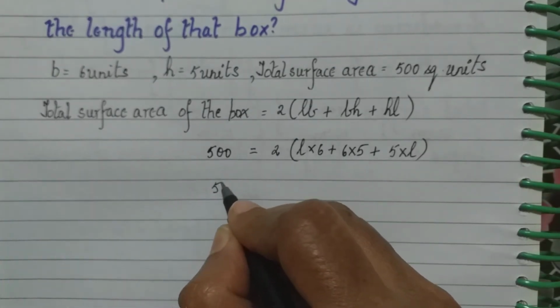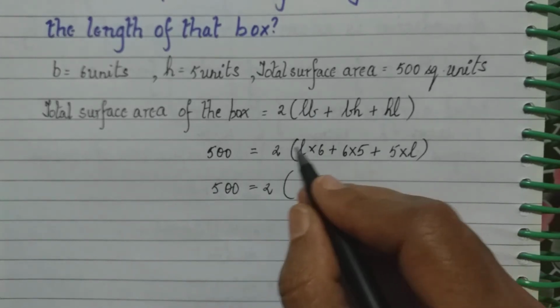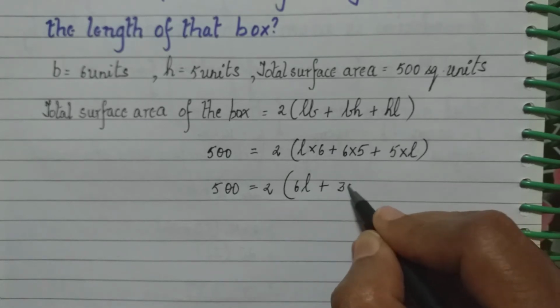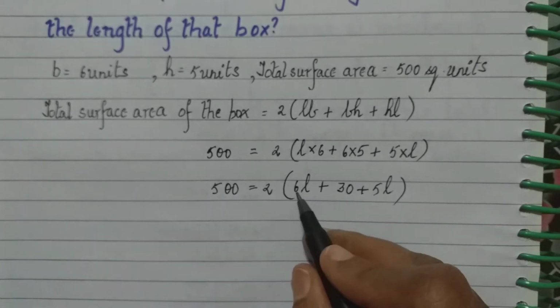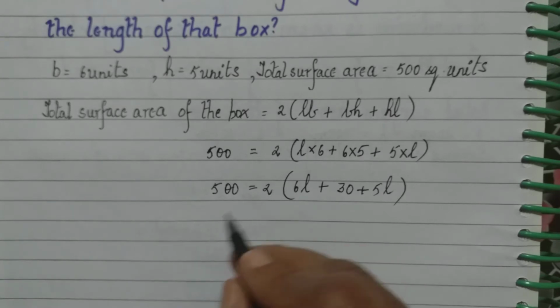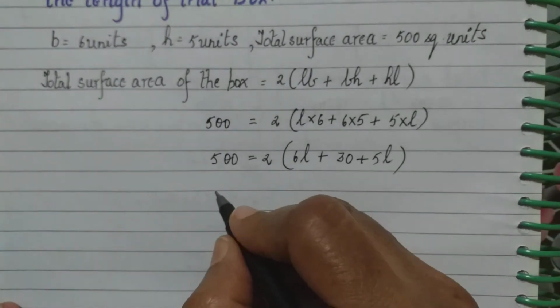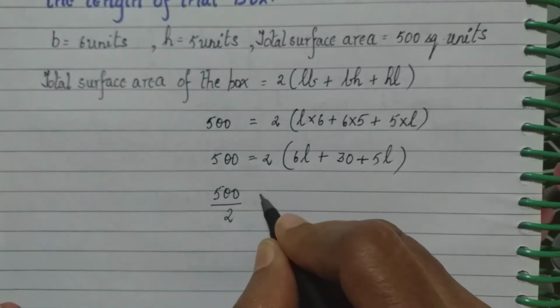So 500 is equal to 2 bracket 6 into L is 6L plus 6 into 5 is 30 plus 5 into L is 5L. Now here 6L plus 5L can be added and written as 11L. We take 2 to the other side. It is multiplying there. Here it will divide. 500 divided by 2 is equal to.